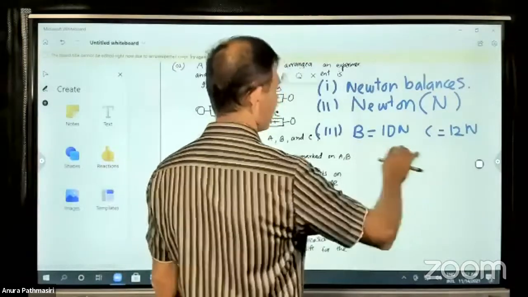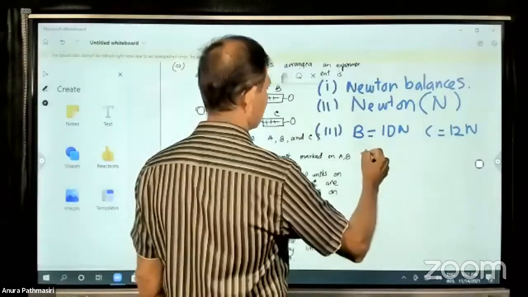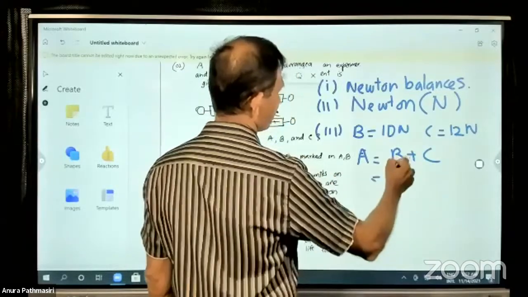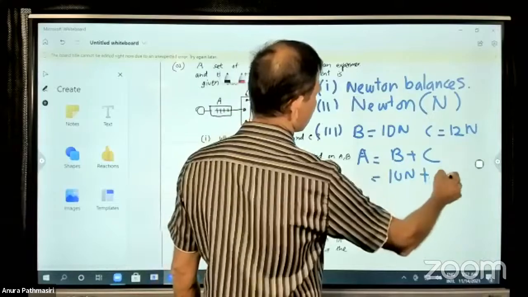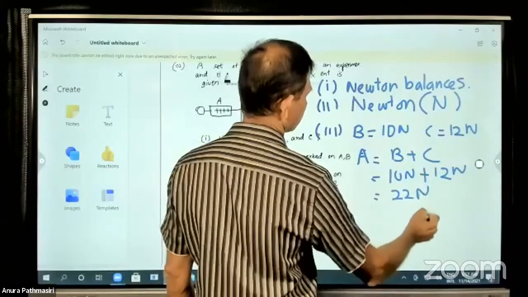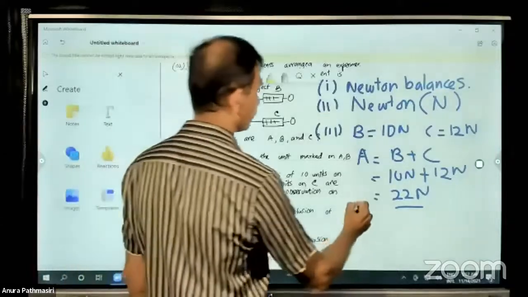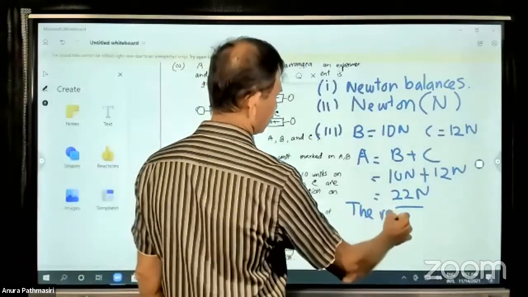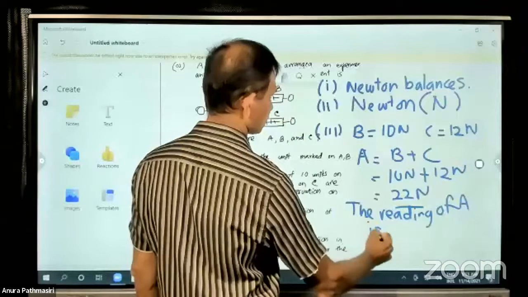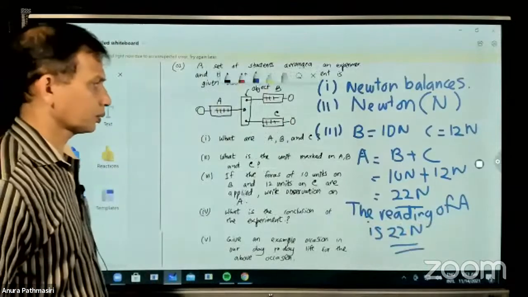A equal B plus C. B කියන්නේ 10 newton, C කියන්නේ 12 newton. උත්තරය 22 newton. එතන මොකද්ද observation එක? The reading of A is 22 newton.